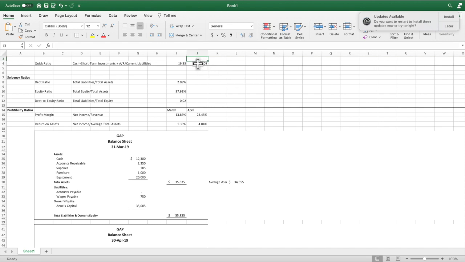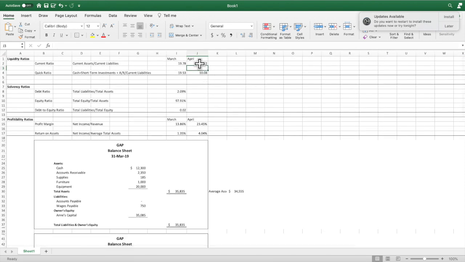I did something wrong. 1 second. Oh, that's because I'm on the wrong one. We're going to get 10.32 to 1 liability. Alright? So the higher the number, the better. So in April, you see that Greater Athletic Performance owes more than they did in March. So they owe more than they did in March. They still are able to meet their obligations 10 to 1, 10.32 to 1.